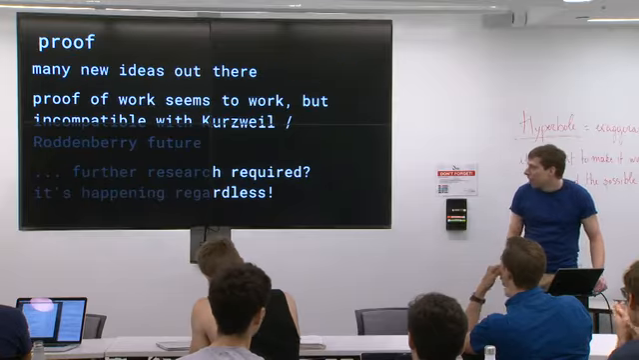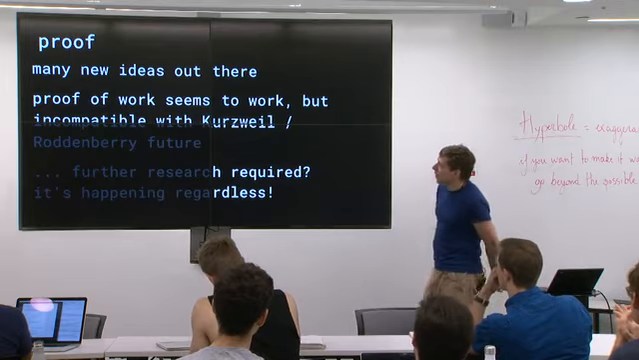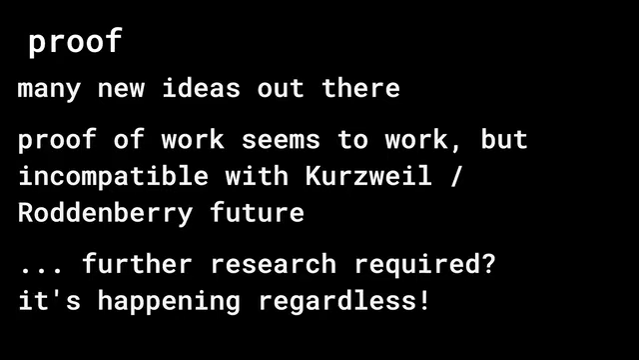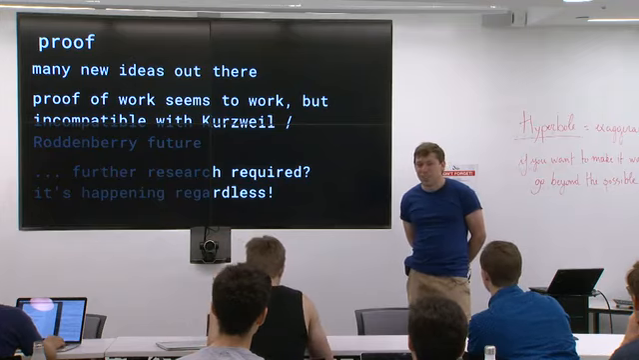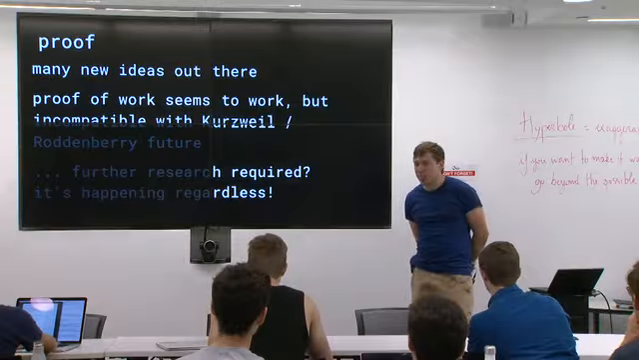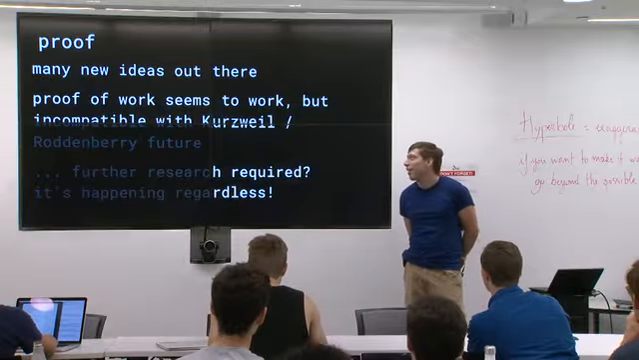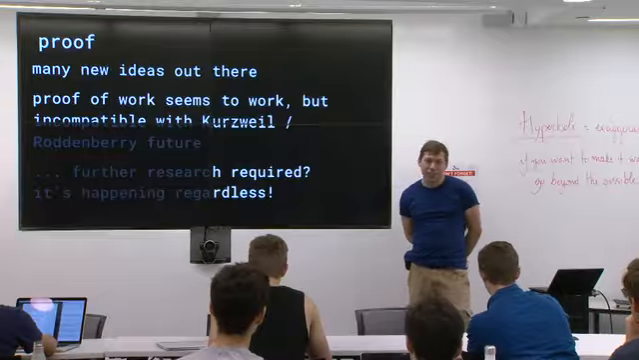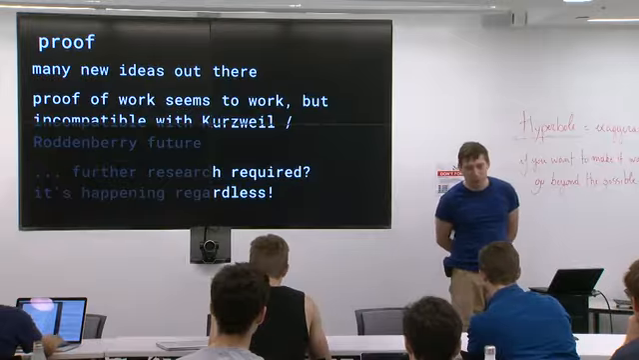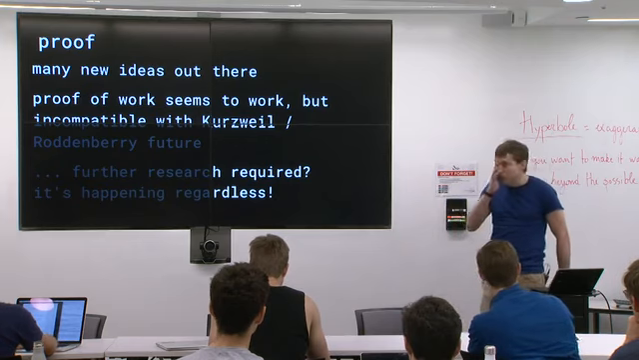Okay, so in general, lots of new ideas out there. Proof of work does seem to work, but I think one of the big issues is it's not really compatible with the sort of Kurzweil-Roddenberry future idea. Has anyone read Ray Kurzweil, like Age of Spiritual Machines? It's this futuristic idea that AI is going to make everything great and we're all going to live forever and computers are going to be our best friends and we're going to take over the universe.